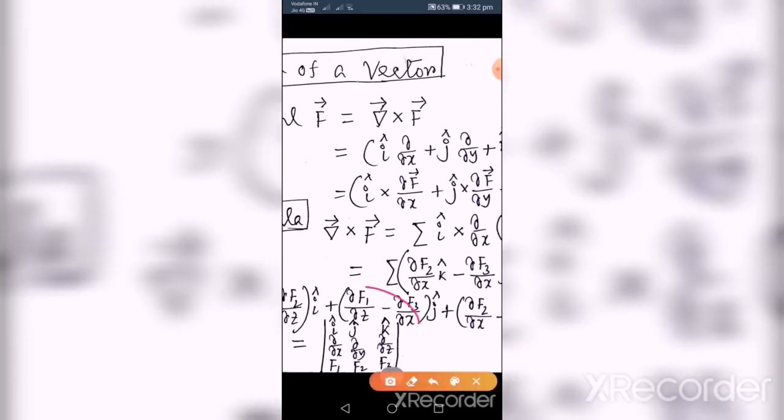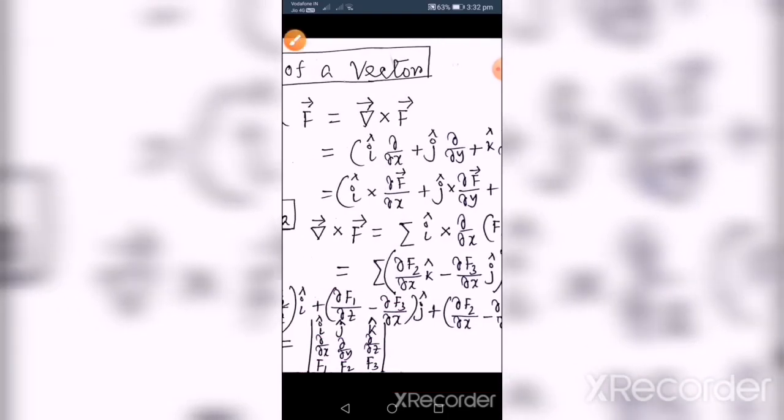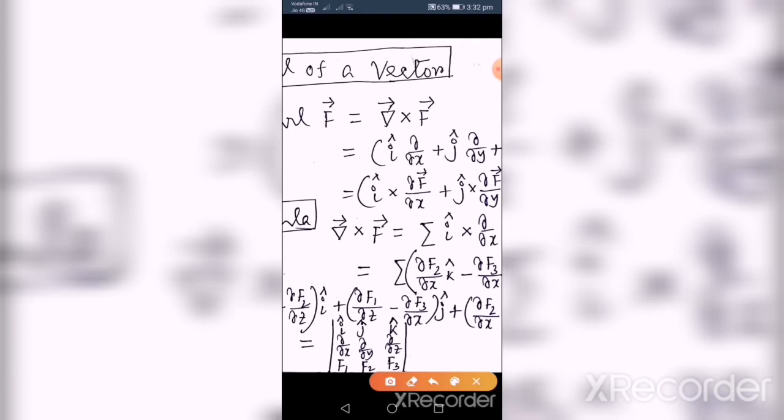It is not actually a determinant, but it looks like a determinant. Operations will be like a determinant. The first row is i, j, k, three vectors. Second row del/del x, del/del y, del/del z, and third row the components of f, which is f1, f2, f3. So del cross f can be expressed in this determinant form: i, j, k; del/del x, del/del y, del/del z; f1, f2, f3.